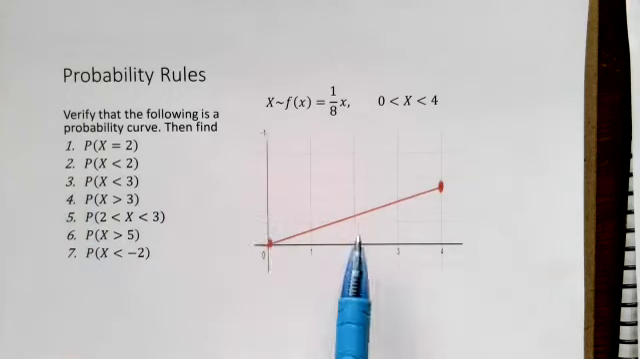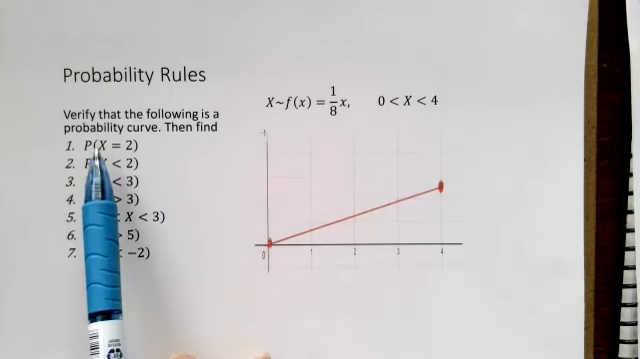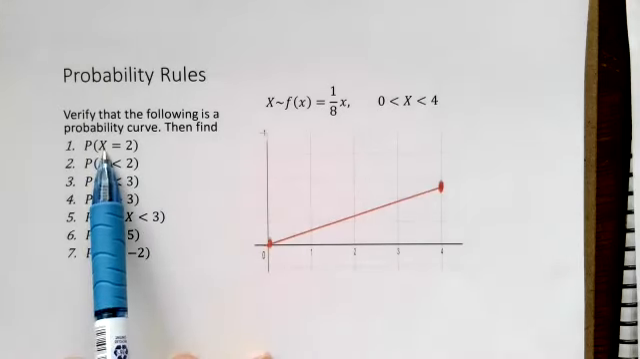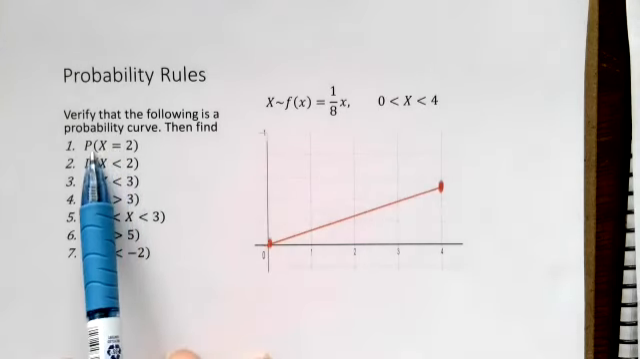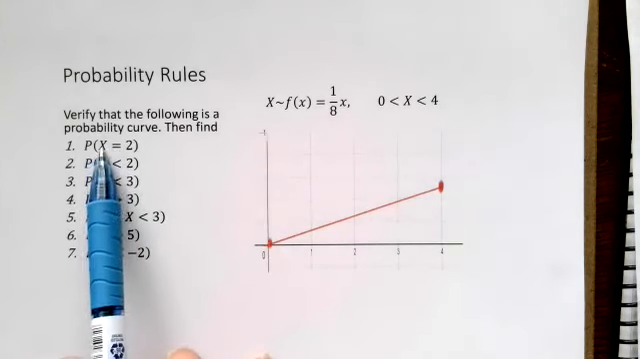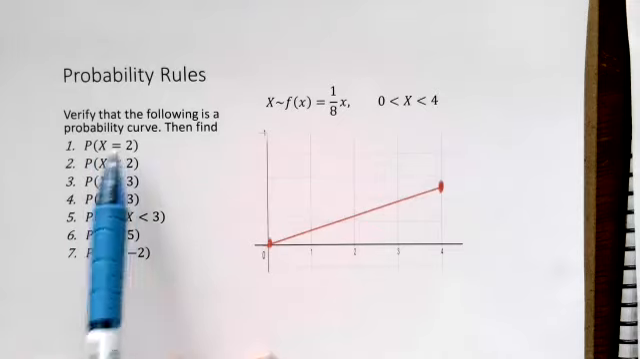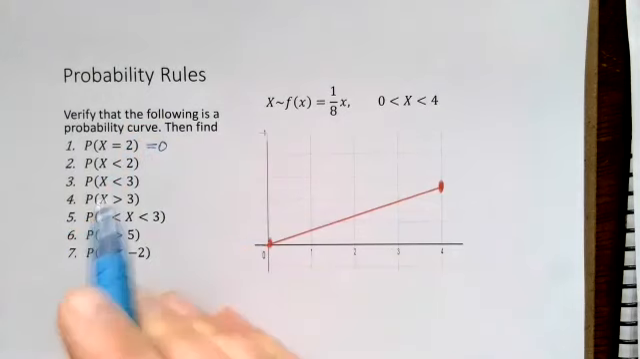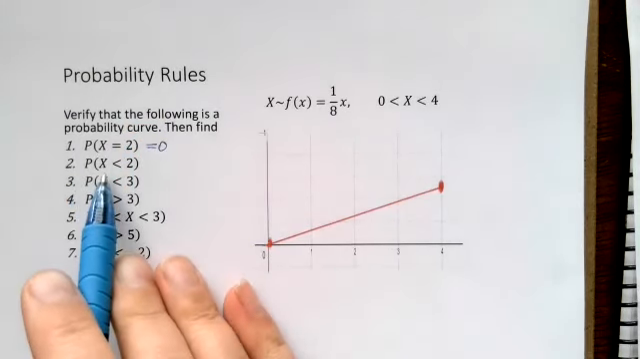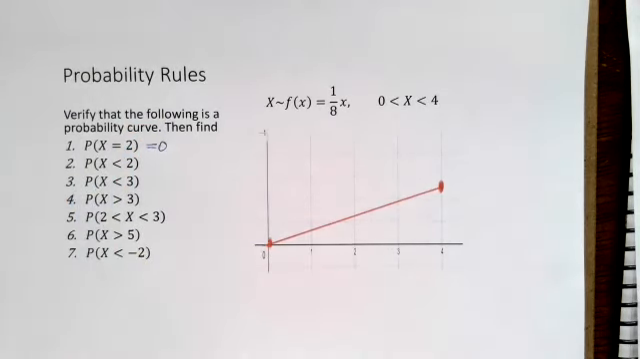Okay, so let's use this curve to figure out the probability that x equals 2. Well, as we mentioned before, the probability that x equals a certain number is always going to be equal to 0. What about the probability that x is less than 2?